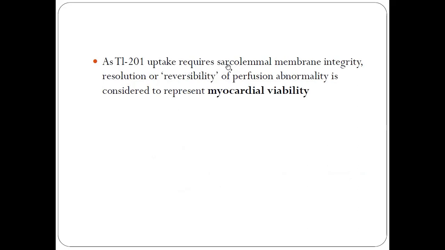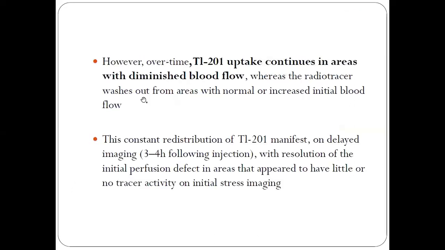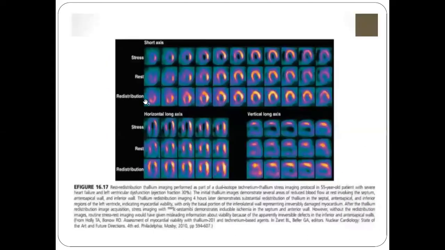As thallium-201 uptake requires sarcolemmal membrane integrity, resolution or reversibility of a perfusion abnormality is considered to be myocardial viability. So if there was initially a defect, but later there is uptake, that means that area is maintained by myocardial viability. You can see here during stress and rest there was no uptake in this region, and after redistribution, after 3 to 4 hours or 24 hours, you can see there is more uptake in this area. So this is considered to be viable tissue.